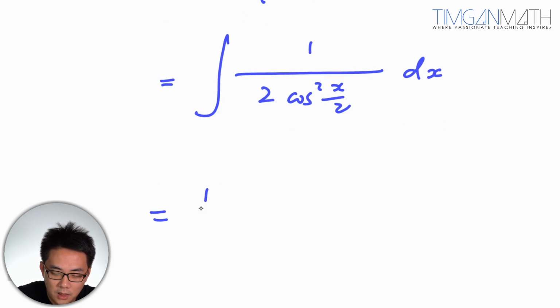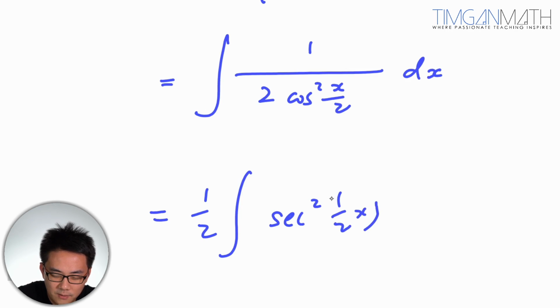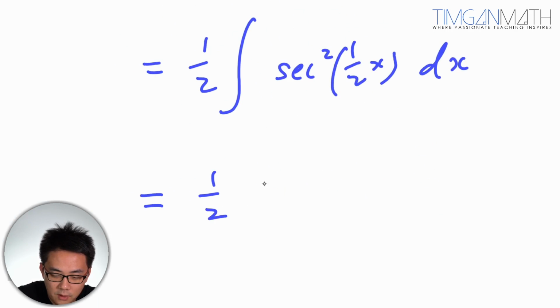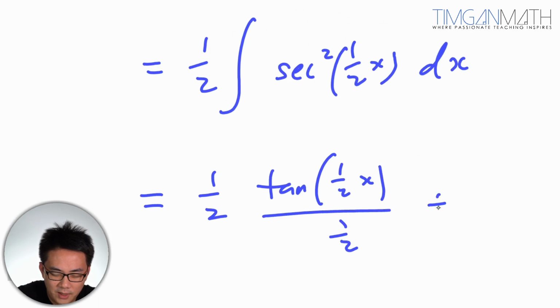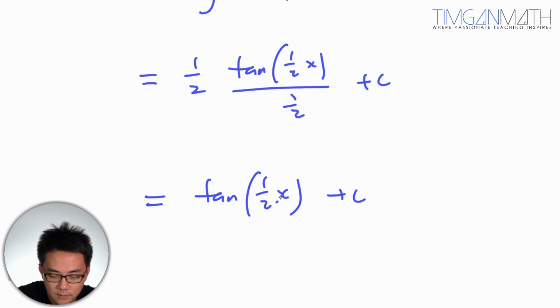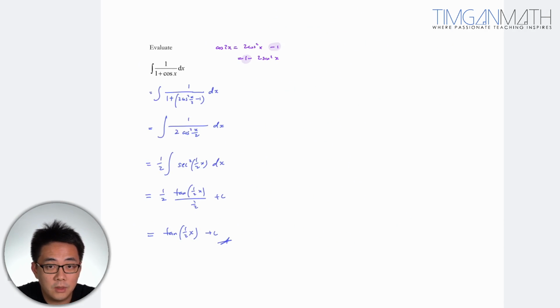This will just be half, and secant square half x dx. Okay, so once this is done, half, just put tangent half x and divide by half, plus c. And this will just give us tangent half x plus c. Okay, so this is how we do this question here proficiently.